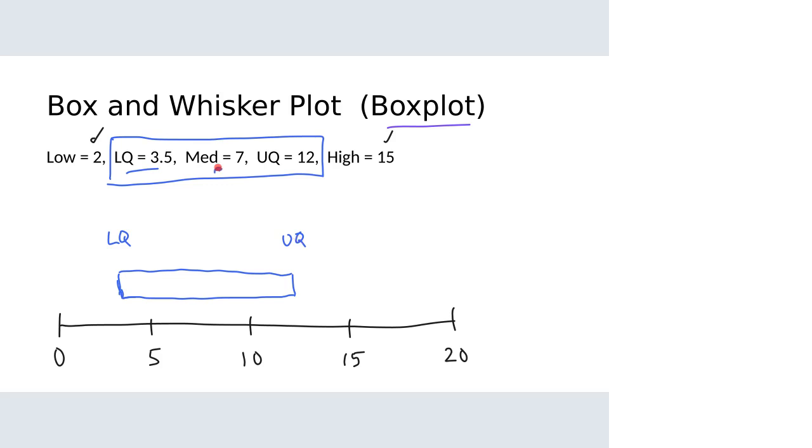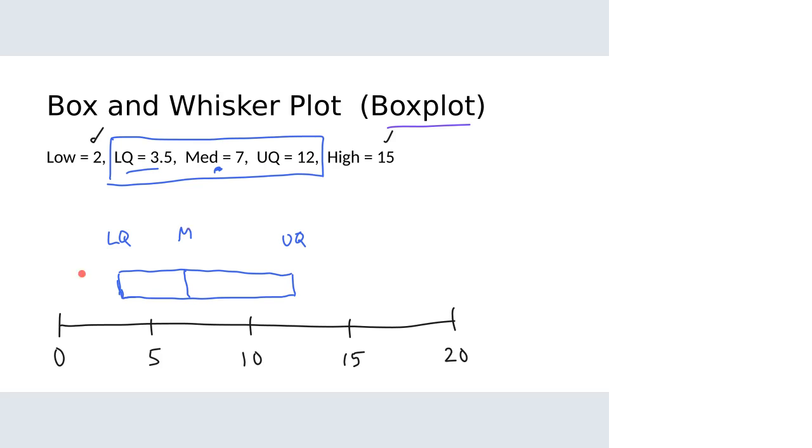We just draw a vertical line where the median goes here at 7. And so inside the box, I've got my median. The ends of my box are the lower and upper quartiles. And then the whiskers. It is a box and whisker plot after all.